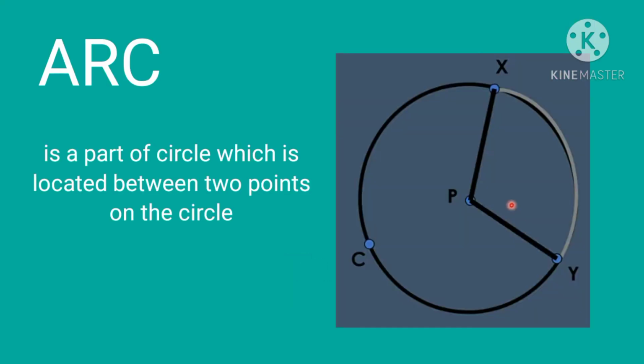Let's now move to the next part, which is arc. Arc is a part of a circle which is located between 2 points on the circle. So from point X to point Y, that is an arc.